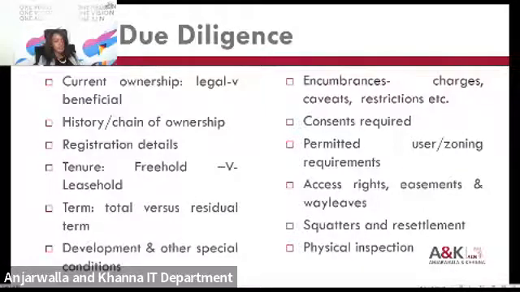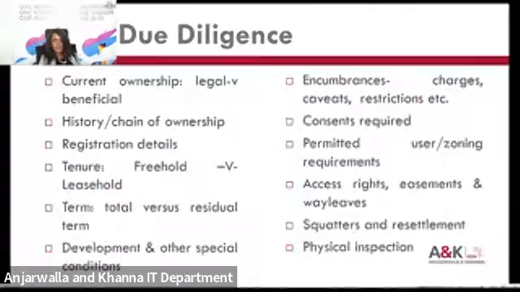The tenure of the land, whether it's freehold versus leasehold, would matter. And while there's not much distinction from a valuation perspective, it would be important for a project company to confirm the total term of the land versus the residual term, and to confirm that the residual term is sufficient for the life of the project. There would also be development and other special conditions that are tied into the title. So the project company would have to ensure that there are no onerous development conditions that will impact the project.